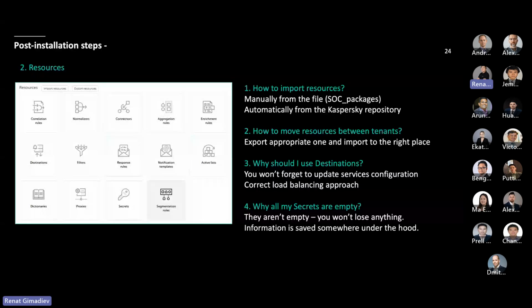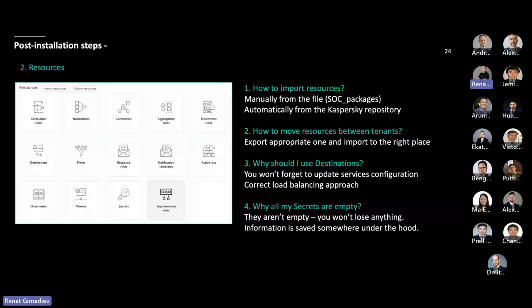The next thing is resources. As I said, resources might be imported manually. You can do it from the KUMA distributive folder. So we have an OOTB content file, which has different examples of system content, and you can do it manually also with the SOC packages.